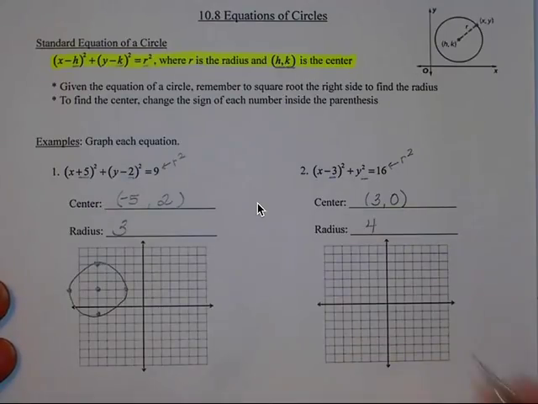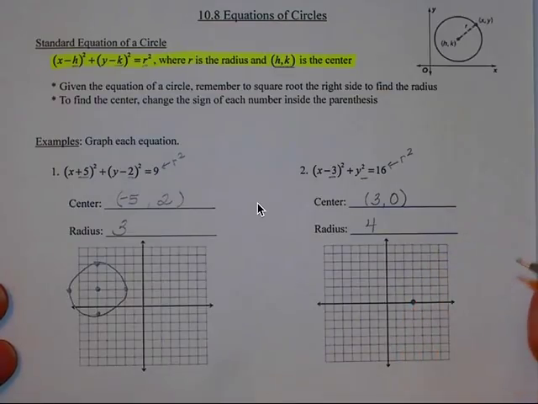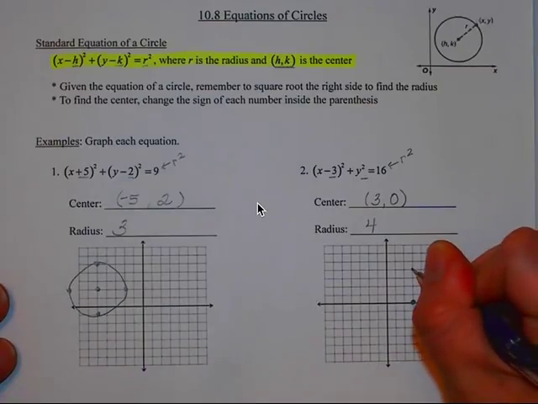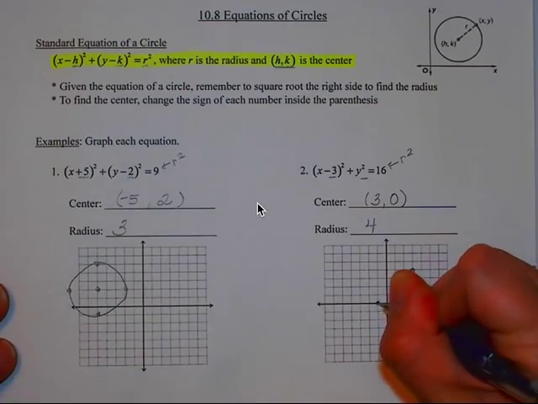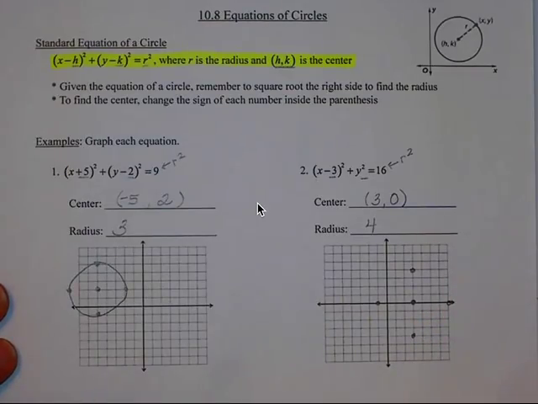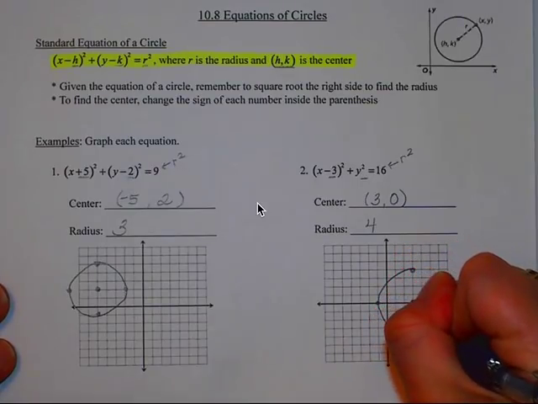Again, to make the graph, we start by plotting the center. This time we're at 3, 0. And then we're going to use our radius to move 4 units in each direction. And connect those points to create the outside of the circle.